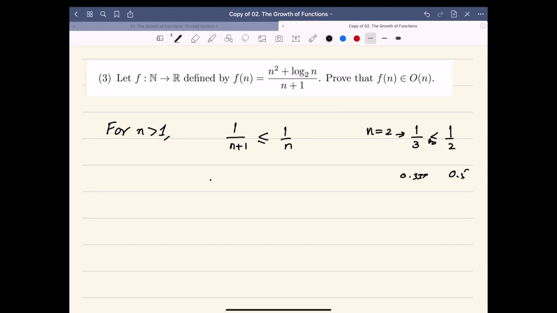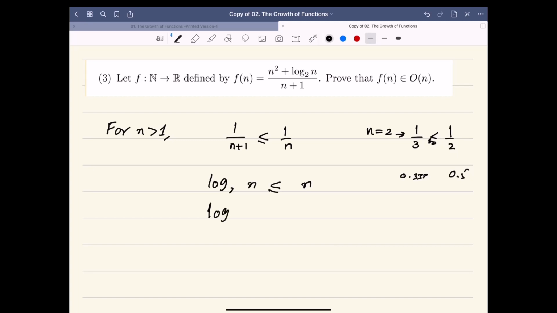At the same time, if I want to compare log 2 of n with n, which one is smaller and which one is greater for n greater than 1? The answer is that log n is less than or equal to n. And of course, this one needs a proof also, but we will use it here without a proof.